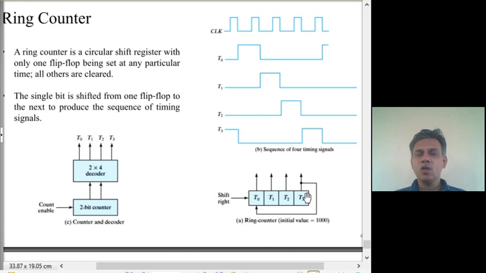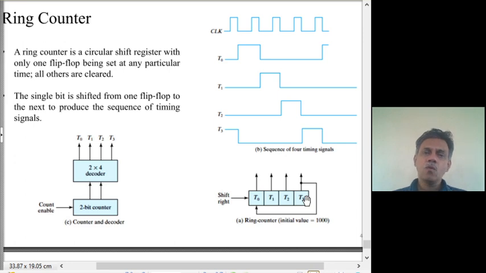As long as this is 0, only a 0 is pushed into T0. The moment T3 becomes 1, then the 1 will get recirculated. So you can visualize that it's all zeros excepting a 1 in one position, and that 1 goes in this manner, comes back, and then goes in this manner. So this is the one which can give rise to a timing signal.